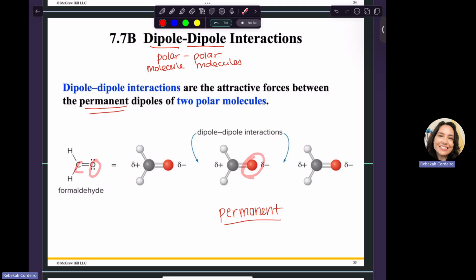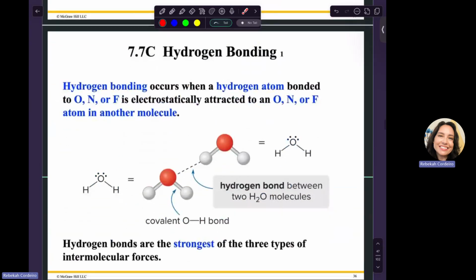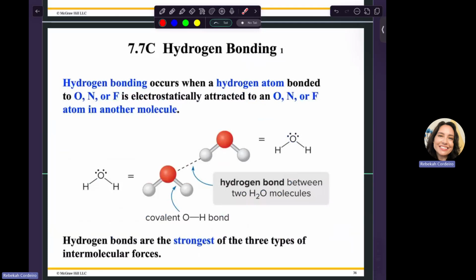This carbon will always be a little positive because it's got electronegativity pulling this way. And then hydrogen bonding is just a special type of dipole-dipole. It's because the hydrogen is very small and oxygen's very electronegative. So this one is really positive, and this one is really negative.